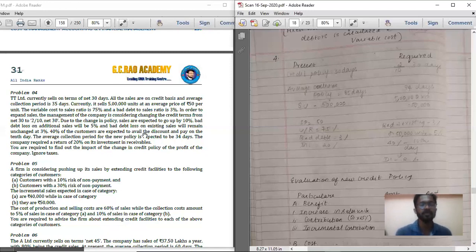40% of the customers are expected to avail the discount and pay on the 10th day. So basically this 2 by 10 net 30 is nothing but, if they pay in 10 days, they are going to get a discount. If they are not paying in 10 days, they are not going to avail any discount. This is the new proposed policy. So only 40% of the customers, that is 40% of the debtors, are paying the amount within the discount day, that is within the 10th day. And the average collection period for the new policy is expected to be 34 days. For the old policy, it is 35 days, and for the new policy, it is 34 days. Once again.